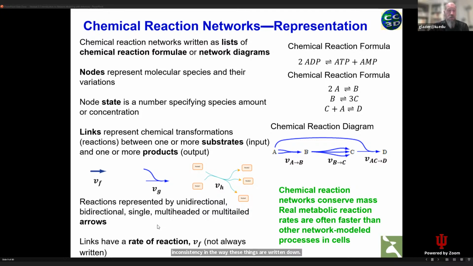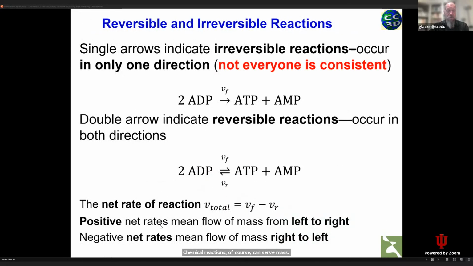Chemical reactions, of course, conserve mass, but we're often going to assume that we only care about certain components, and so the networks we're going to write down often don't conserve mass. A single forward arrow indicates an irreversible reaction. A double arrow indicates a reversible reaction.